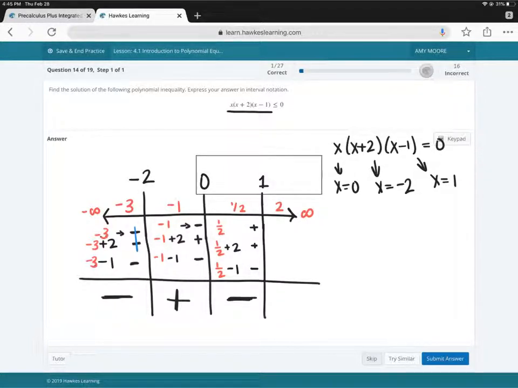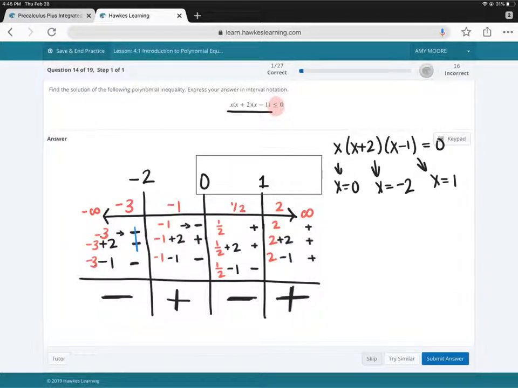And then the last region, I'm going to plug in 2. So 2, and then I have 2 plus 2, and then I have 2 minus 1. So that's coming out as positive. 2 plus 2, positive. 2 minus 1, positive. Positive times positive is going to give me a positive. So up until there, the sign chart is always the same. The different part is which values do I actually want.